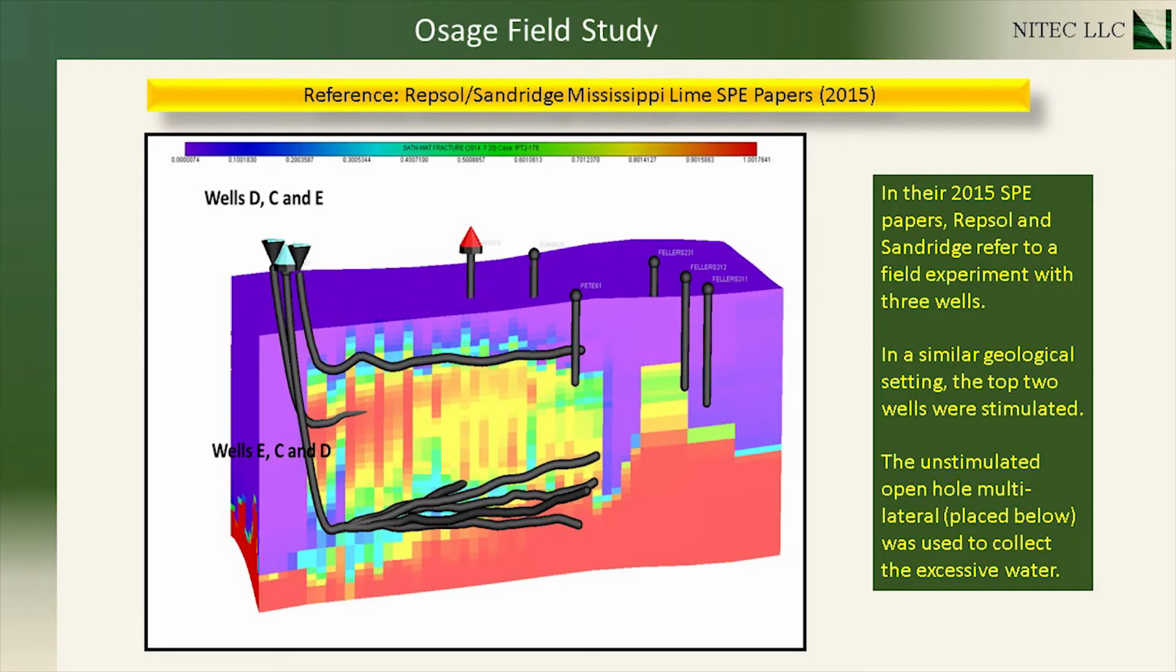The validity of this conceptual model is supported by the findings of Repsol and Sandridge in the Mississippi Lime. In a field experiment with 3 wells in a similar geological setting, deeper wells were used to collect excessive water.